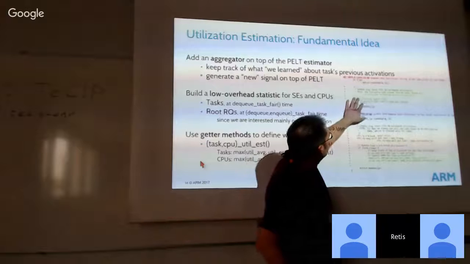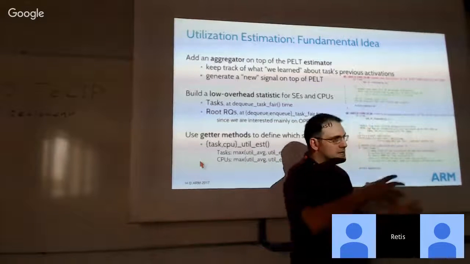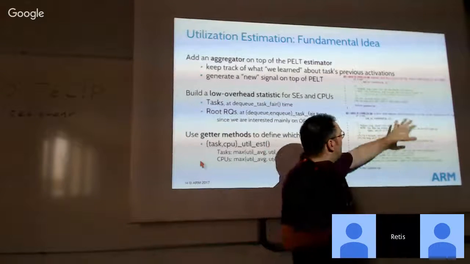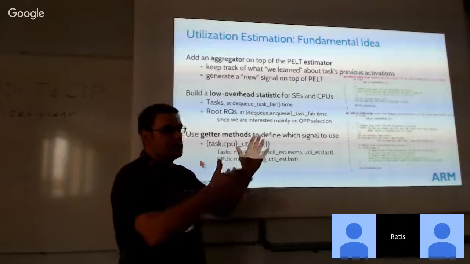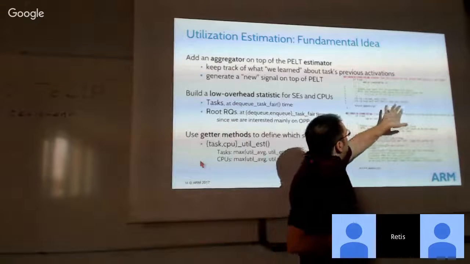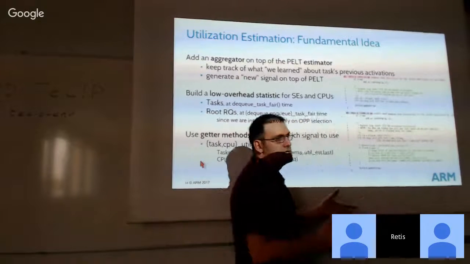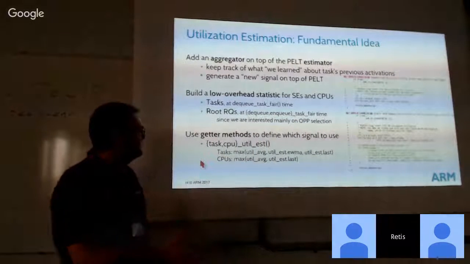At wake up time for the task, we pick whatever was the estimated utilization for this task. And this metric can be defined. It can be the last activation, the moving average, or whatever. We pick this value and we add it to the estimated utilization of this CPU.